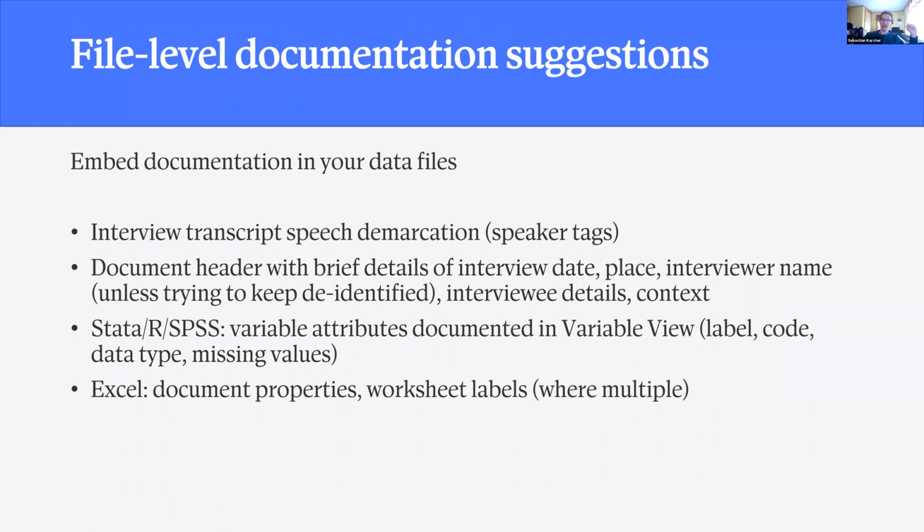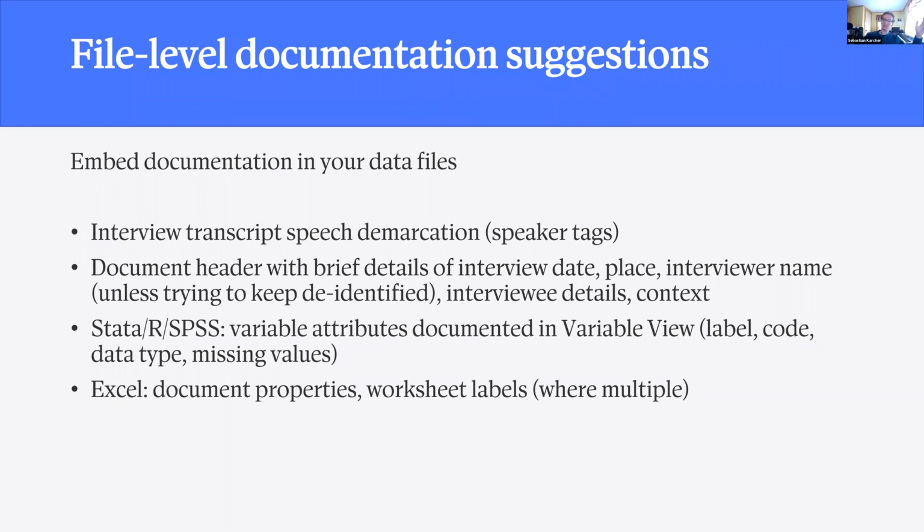A good idea is also to have some documentation in the files themselves. So for example, if you do interviews, have a consistent way in which you mark questions and answers, maybe have a brief header in which you describe what one might call metadata, so who interviewed, when, is there any relevant context? If you work in statistical software, make sure that variable attributes are well documented, so have variable labels there, have your missing data clearly labeled, those sorts of things.